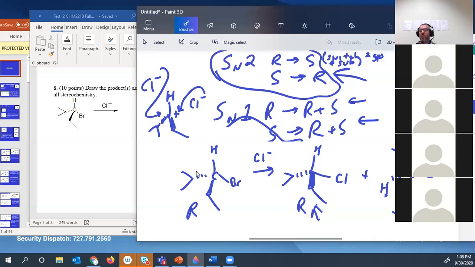The C's are horrible leaving groups as C negatives. I can tell you that. The leaving groups leave because they're relatively stable with negative charges.